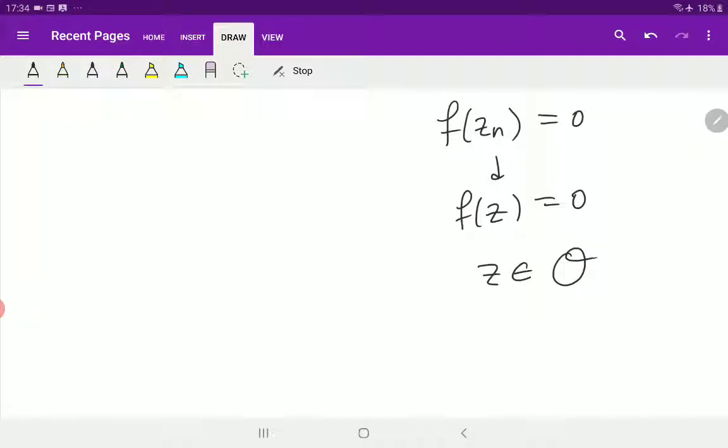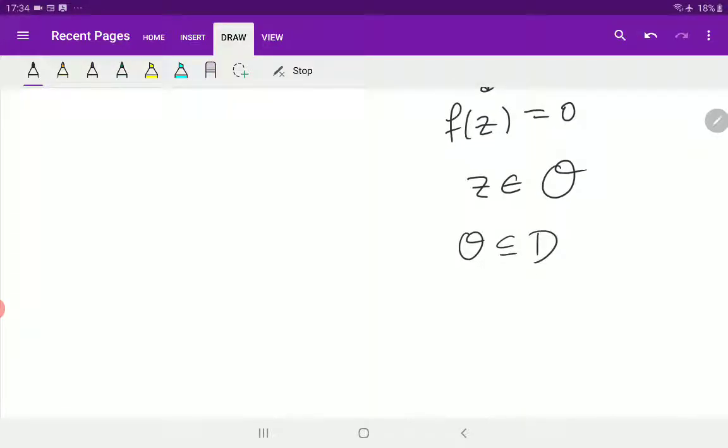So O is a subset of D that is open and closed, and since D is connected, O must be the entirety of D. Or it's got to be empty, but it's not empty because f has a 0 of infinite order.